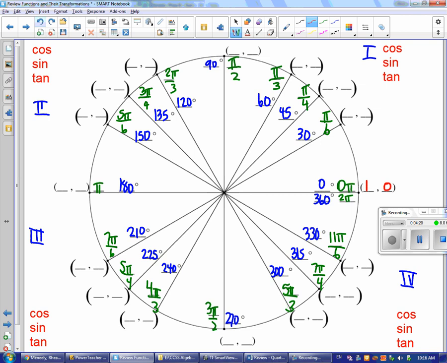I can do my 4 corners at least. This would be 0 and 1. Over at pi, it would be negative 1 and 0. And at 3 pi over 2, it would be 0 and negative 1. So that's easy enough to do.